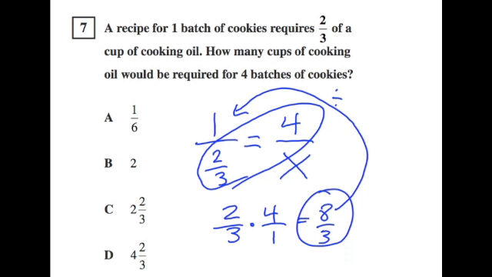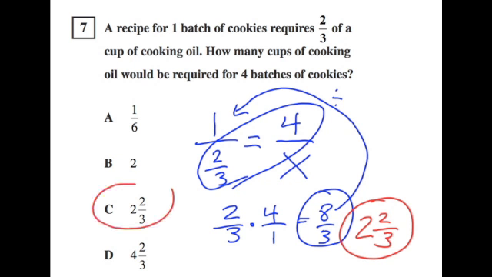3 goes into 8, not almost 3 times, but twice, with a remainder of 2, and of course the denominator stays the same. So my answer is 2 and 2/3, or C.